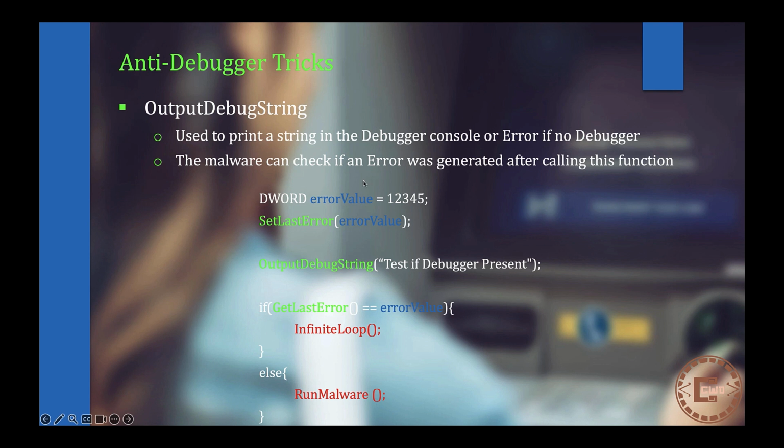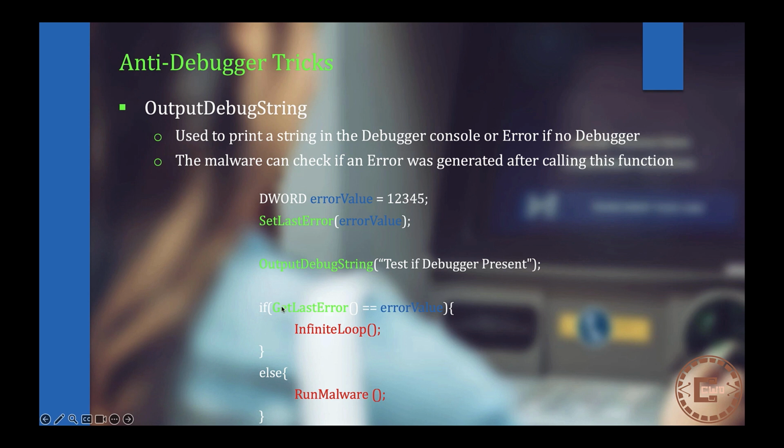The malware author sets an error value of 12345, saying this is the last error found right now in the program. Then they call OutputDebugString with the string "test if debugger is present." Let's suppose there is a debugger running. This API is going to throw that message to the debugger. Everything is fine. There is no error, because there is a debugger.